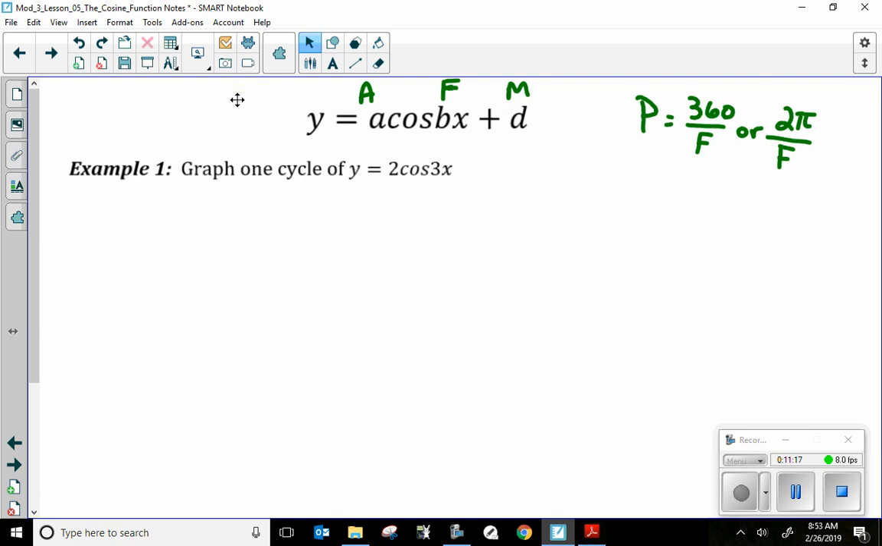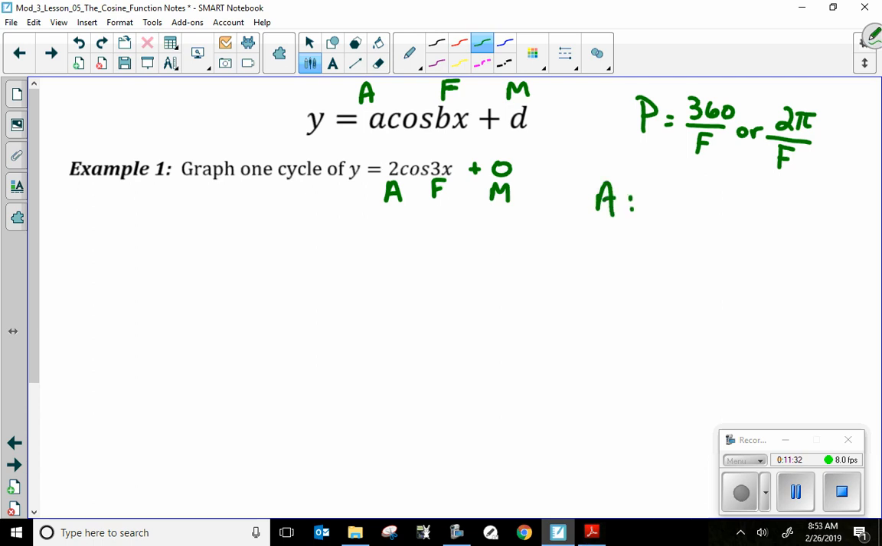3x. Now, again, what I like to do is figure out all my information first. Amplitude, frequency, midline, this is like saying plus 0. So my midline, I'm adding nothing to it, so my midline is still going to be 0. So my amplitude, 2. My frequency, 3.